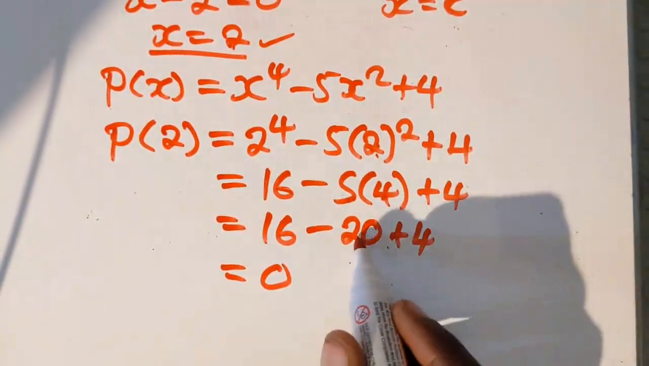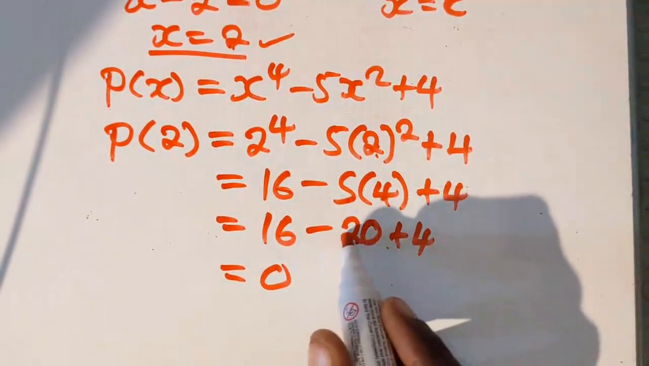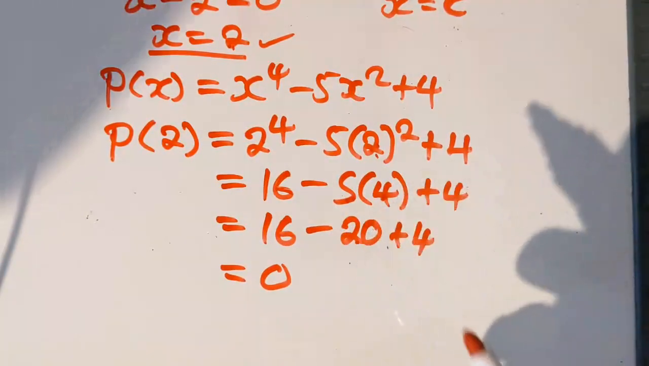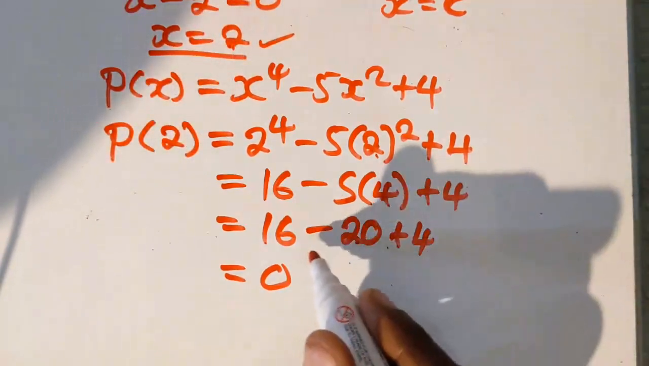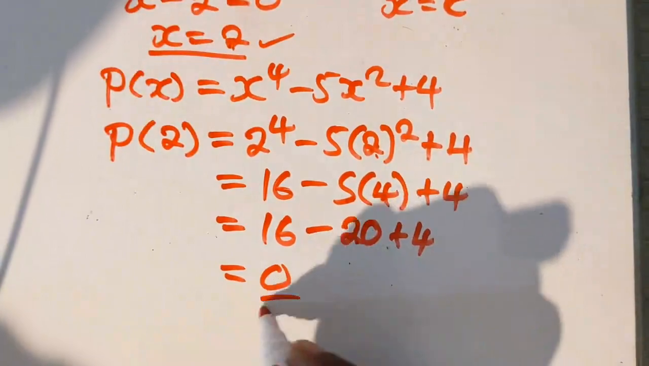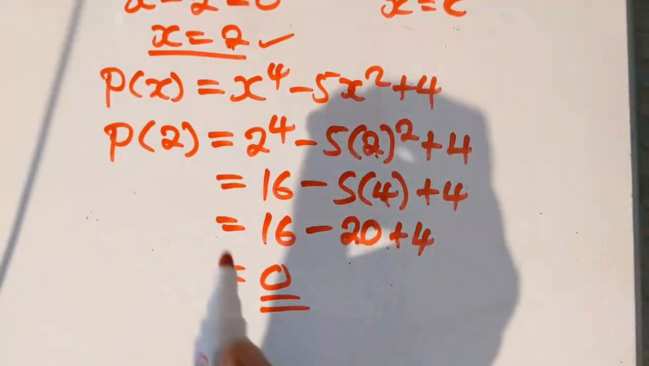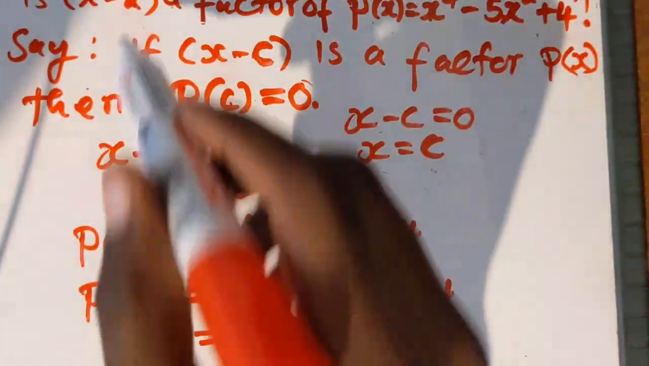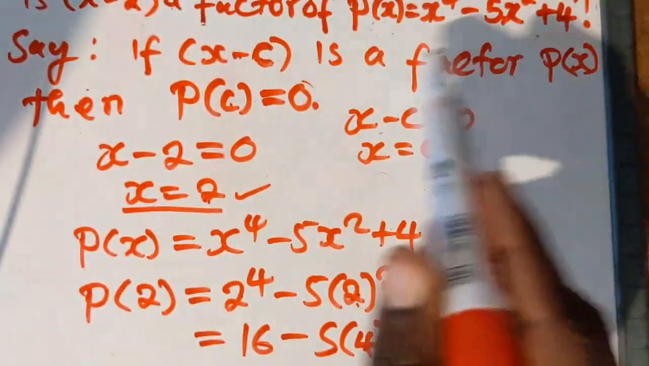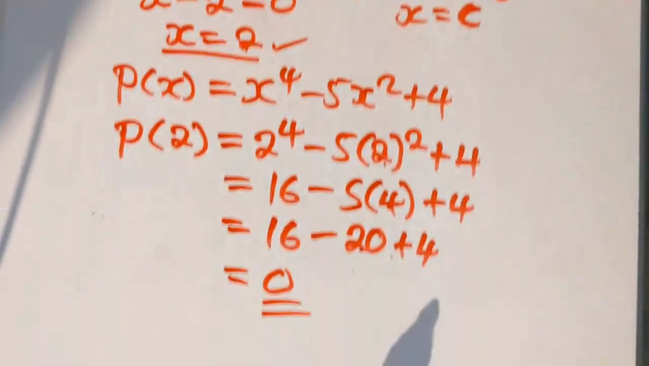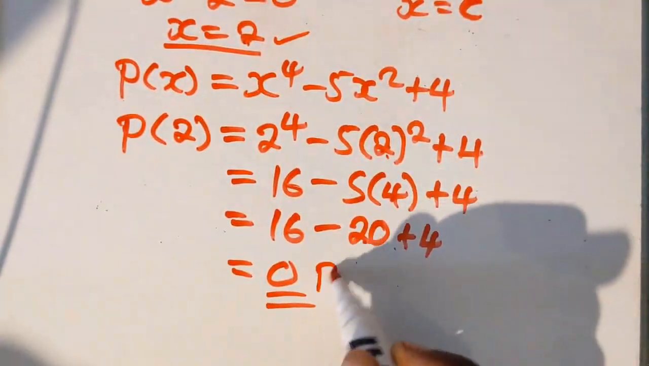How? This is negative 20 plus 4. Negative 20 plus 4 is going to give you negative 16. And positive 16 minus 16 is going to give you 0. So this value is a factor of this polynomial because it is giving us the remainder to be 0. So this is the remainder.